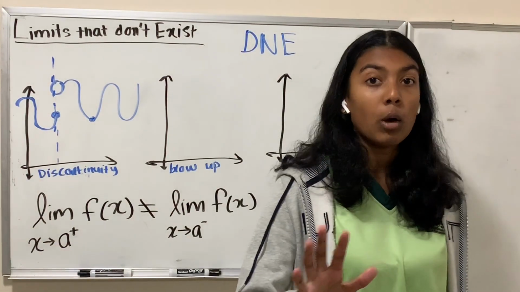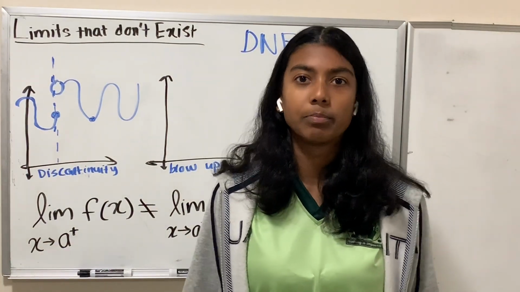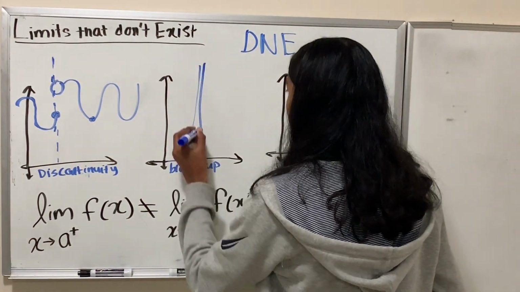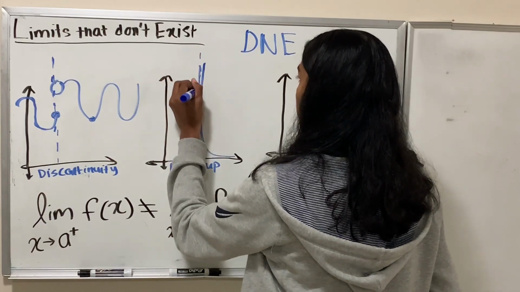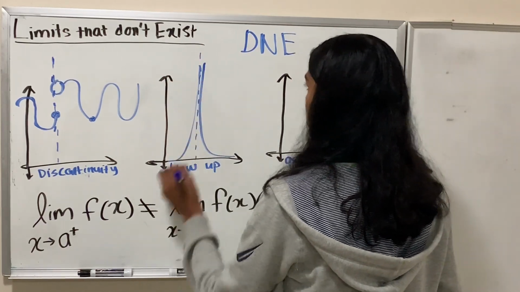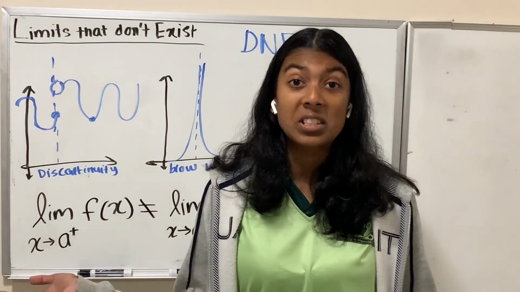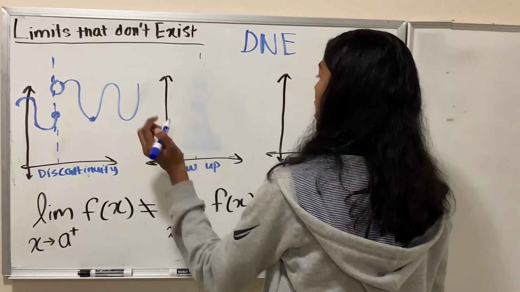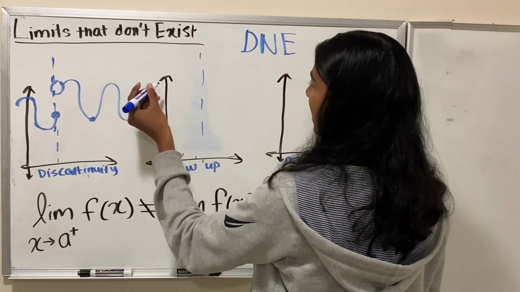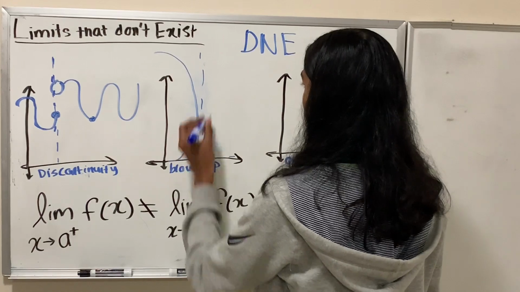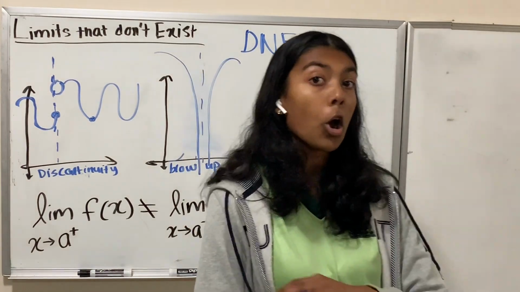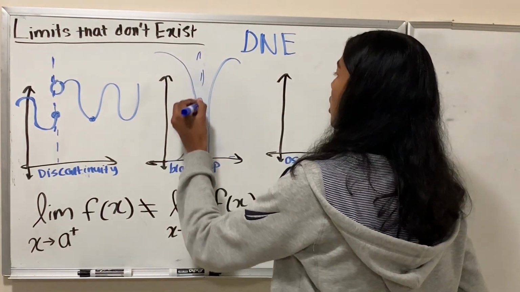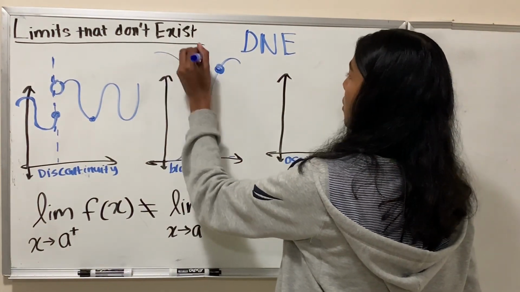Then we have blow up, which basically is when it blows up. There's a little vertical asymptote right here, and it just goes on to infinity. The limit doesn't exist. You can technically also have a blow up where it just blows down. Both don't have limits. But once again, limits don't exist here. You might have a limit here, but you won't have it there.